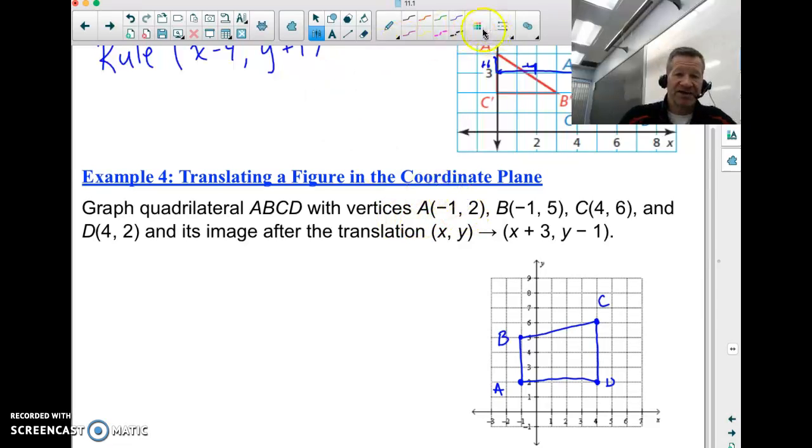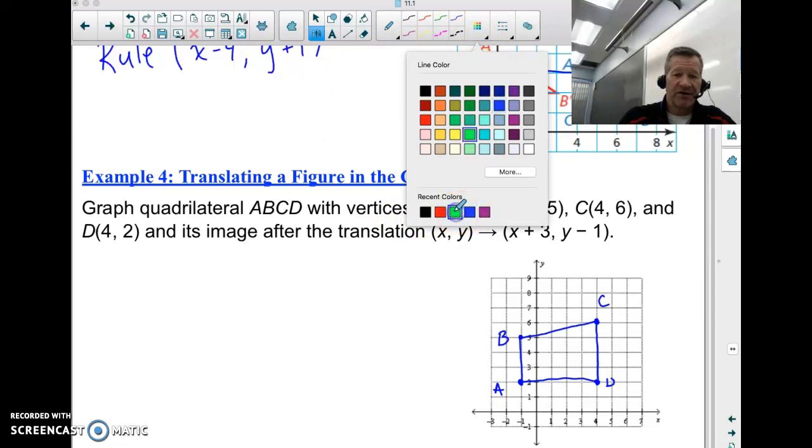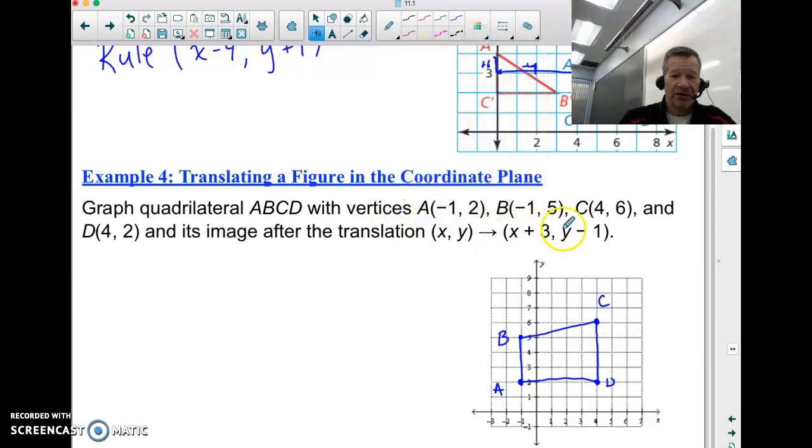So now draw its image if we use the translation rule, x plus 3, y minus 1. Well, that means every point moves 3 to the right and 1 down. So go 1, 2, 3 to the right, 1 down. That would be A prime. Move 3 to the right, 1 down. There's B prime. 3 to the right, 1 down. There's C prime. And 3 to the right, 1 down, we have D prime.